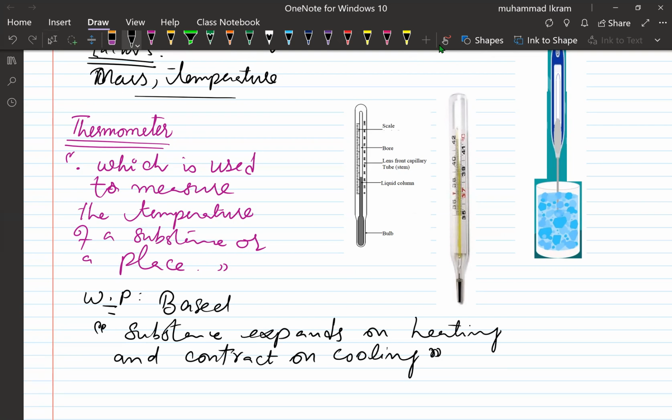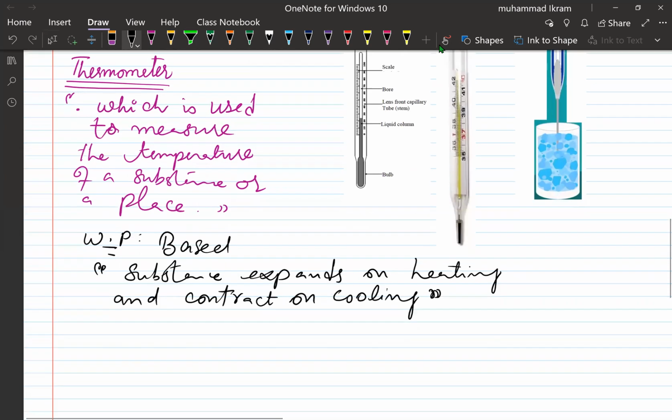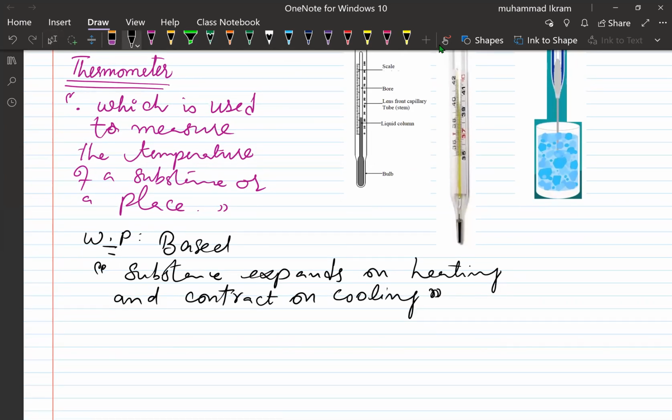There are other principles also. For example, a resistance thermometer may have a different working principle, and an infrared thermometer may have a different working principle. But here, for the liquid-in-glass thermometer, we will use that substances expand on heating and contract on cooling. So I will write: the liquid expands on heating and contracts on cooling.